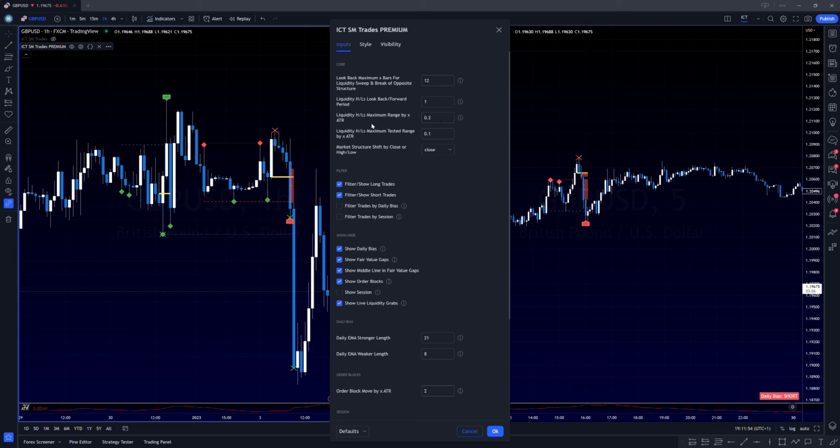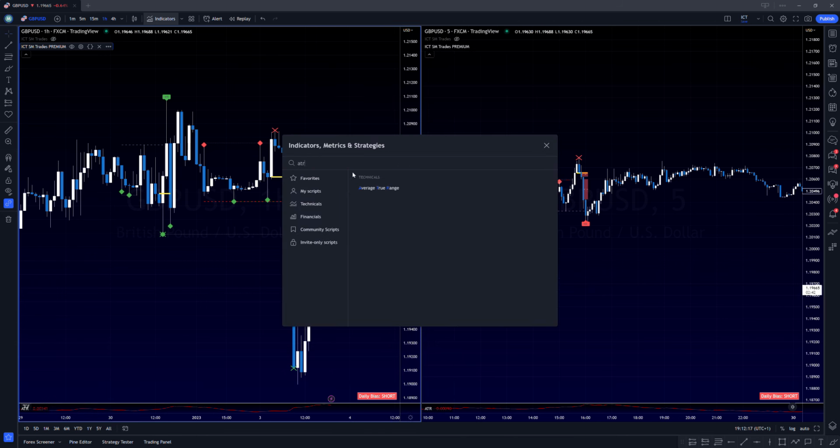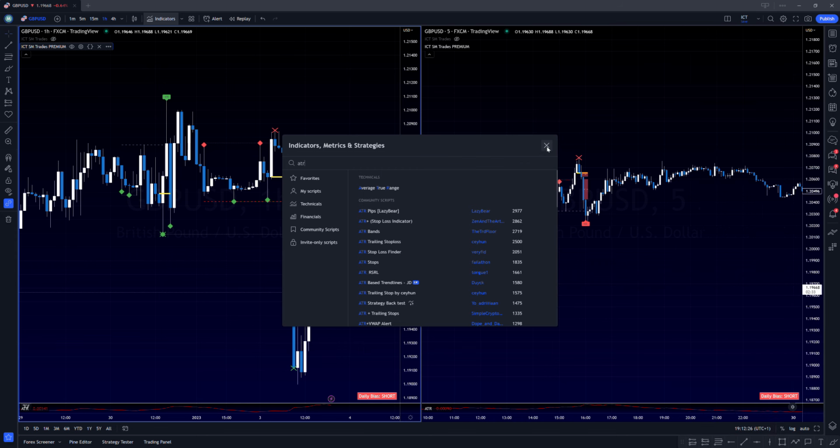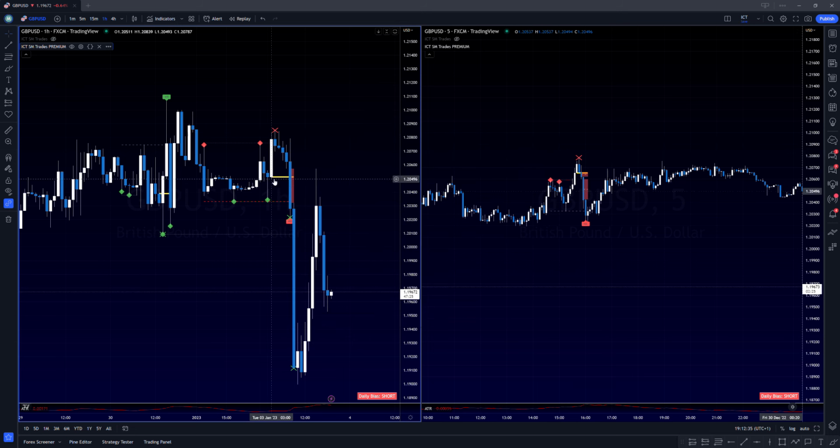Next setting is liquidity high lows maximum range by X ATR. X means this value. ATR is average true range. It is an indicator or functionality. You can add it to TradingView when you type ATR, average true range, and you can read what it means. But in simple words, it represents the average value from high to low.